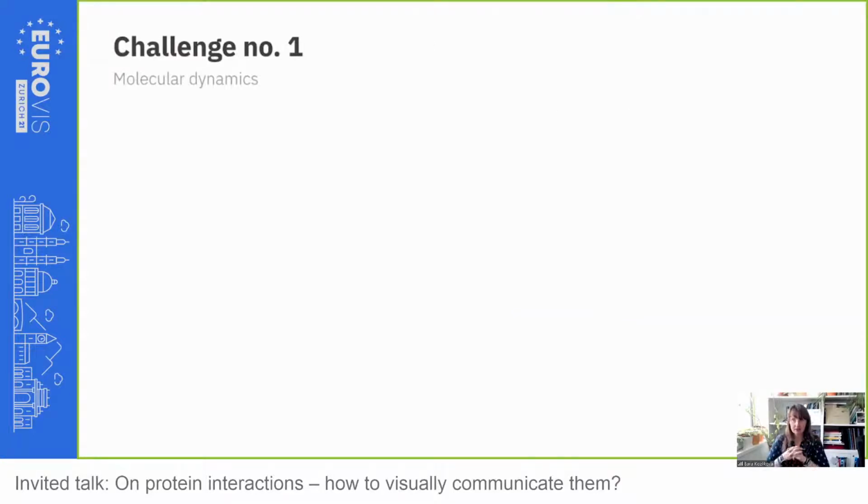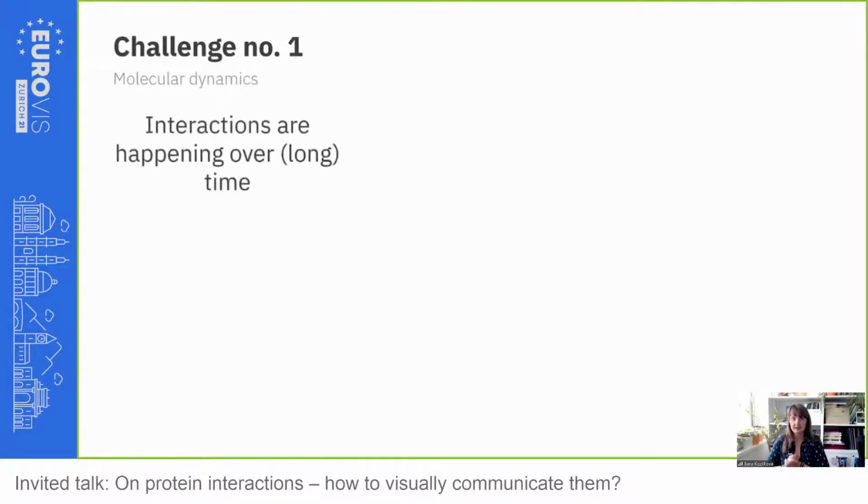Now, before jumping into individual examples of different approaches to protein interactions with other molecules, I'll try to start with some challenges. I will name three of them mainly, which I can see in this domain. And the techniques which I'll be presenting afterwards are addressing some of these, or a combination of them as well. So we will see. The first one is related to molecular dynamics.